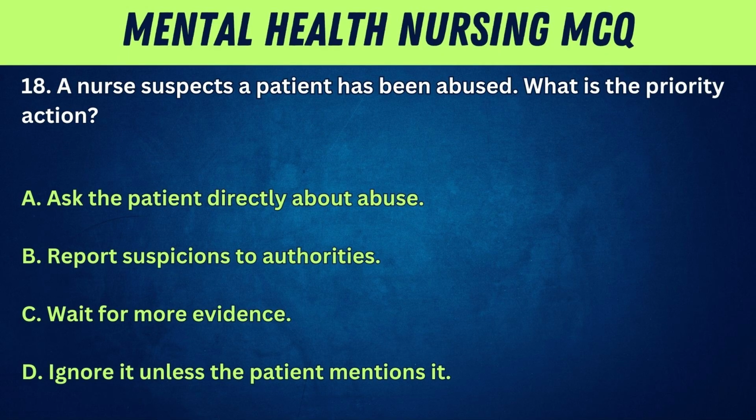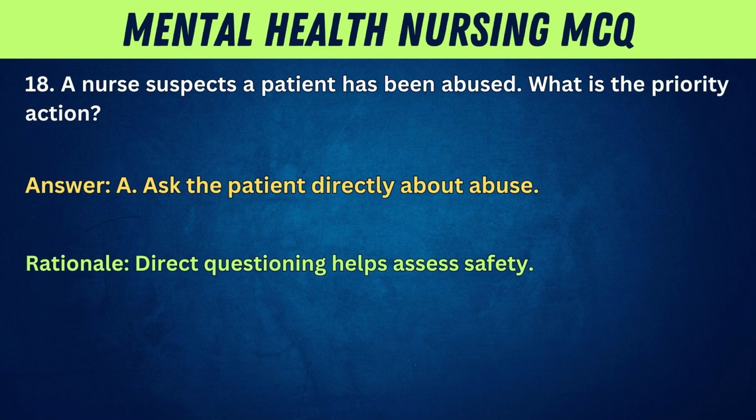18. A nurse suspects a patient has been abused. What is the priority action? A. Ask the patient directly about abuse. B. Report suspicions to authorities. C. Wait for more evidence. D. Ignore it unless the patient mentions it. Answer: A. Ask the patient directly about abuse. Rationale: direct questioning helps assess safety.